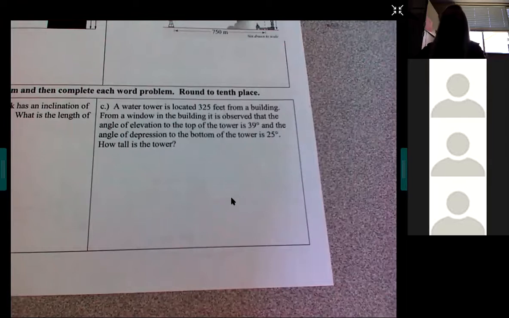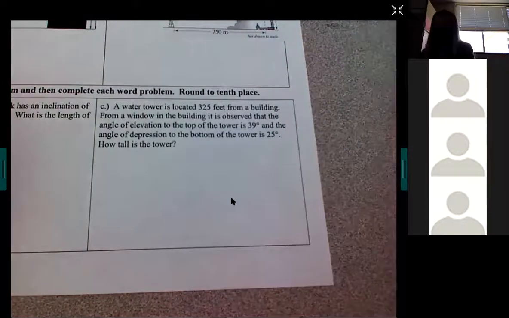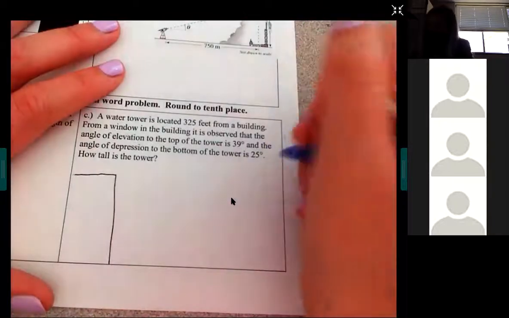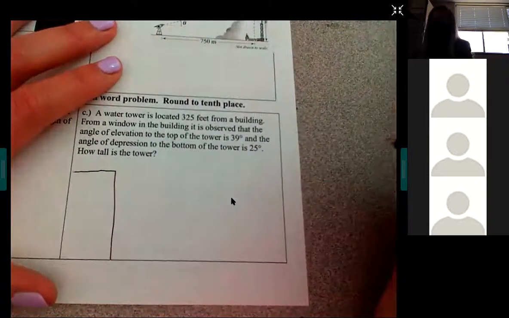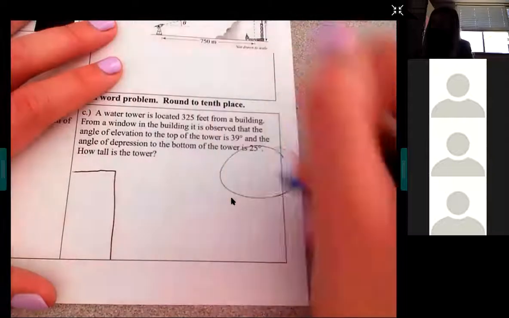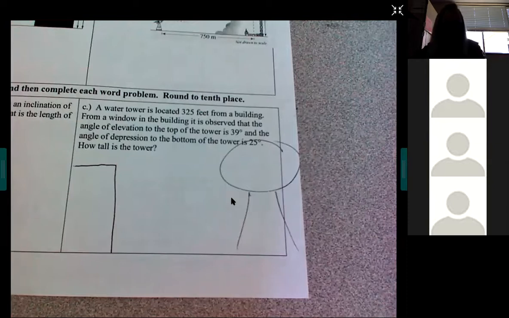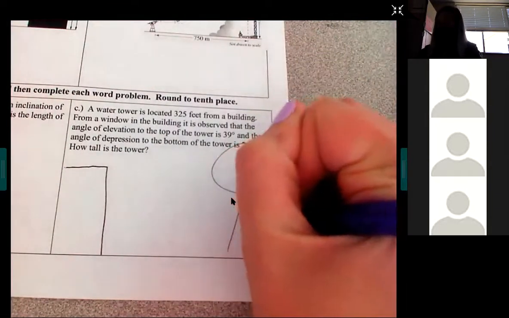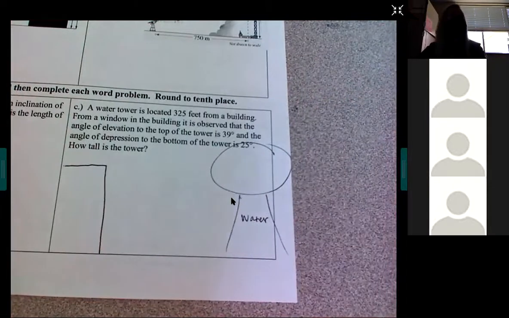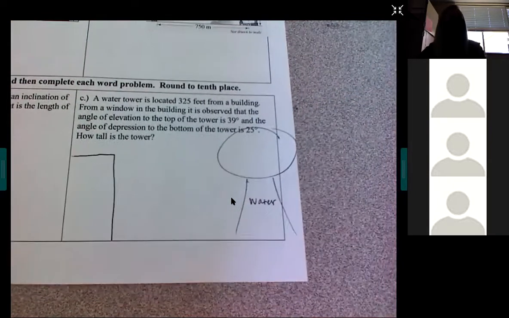So a water tower is located 325 feet from a building. So I'm going to draw a building. I don't even know how to draw a water tower. This is about to look like a lollipop, but it's fine. There we go. It is not a tree. Trees are not round. That's a water tower. I'm going to even put water on it. So y'all quit trying to play me. That's a water tower.